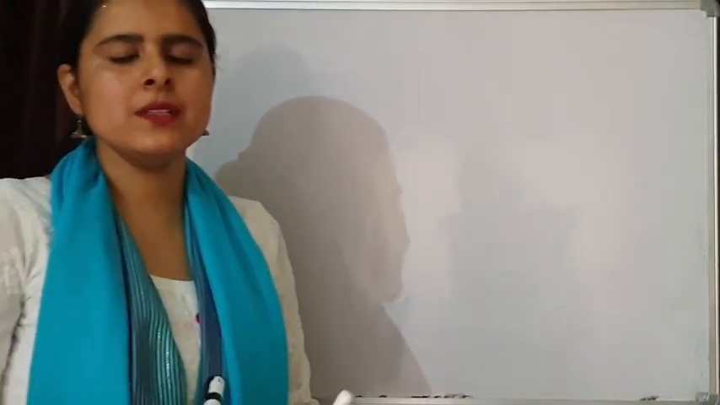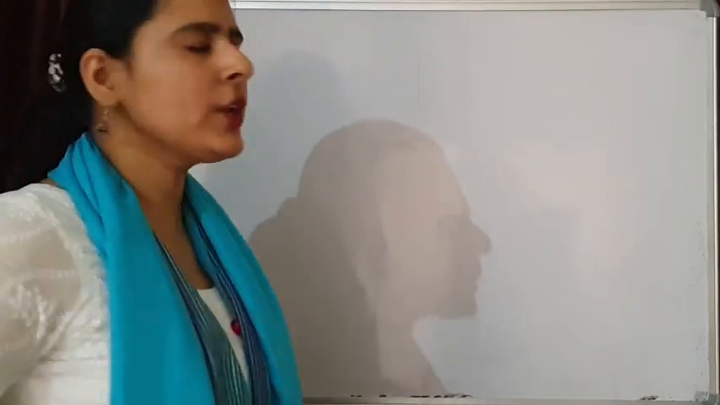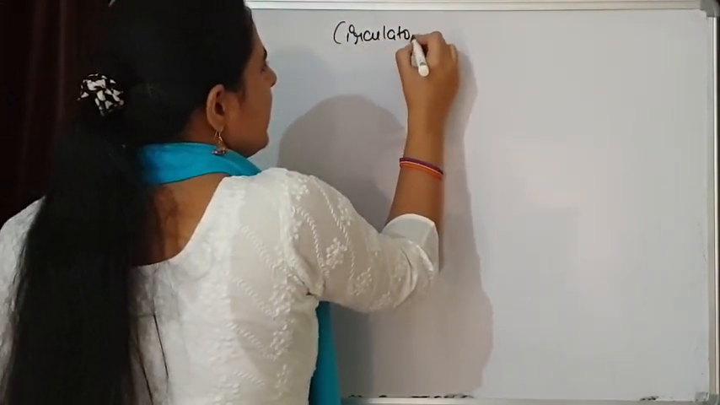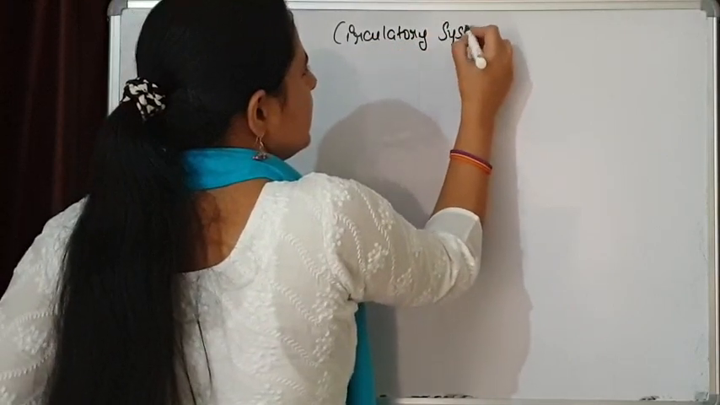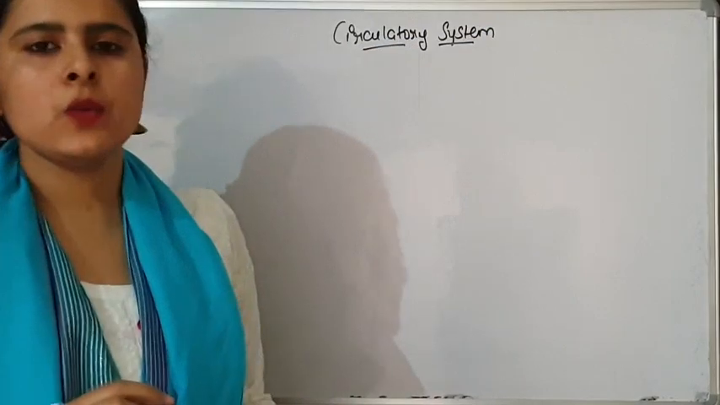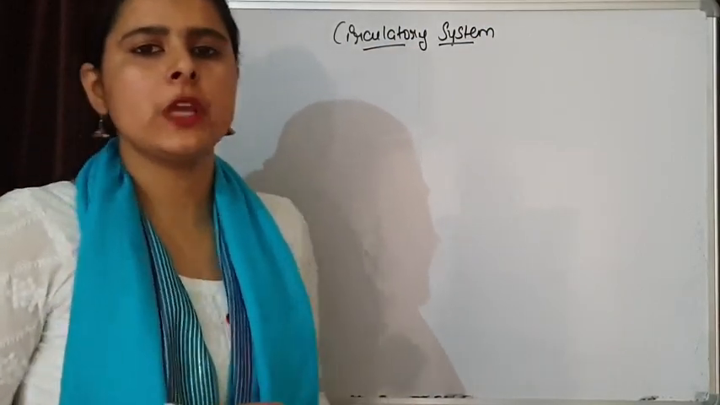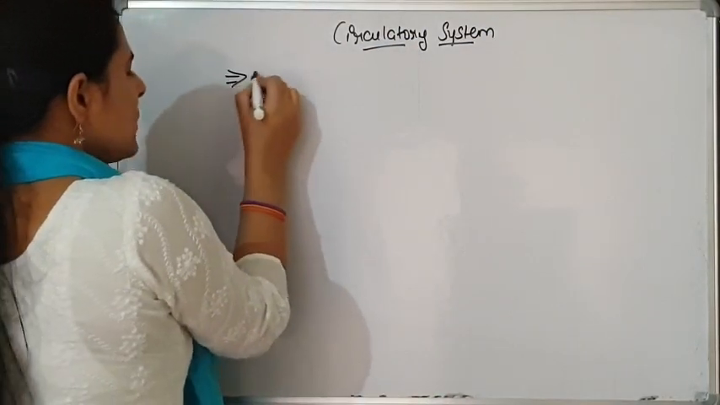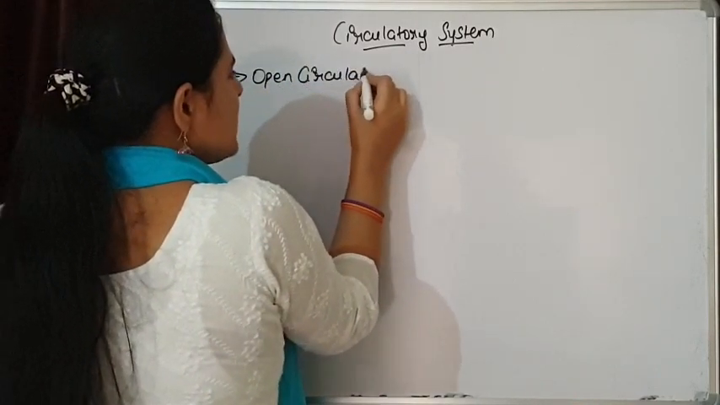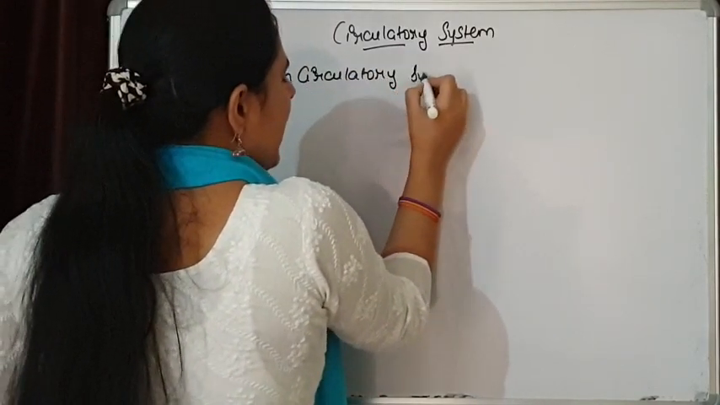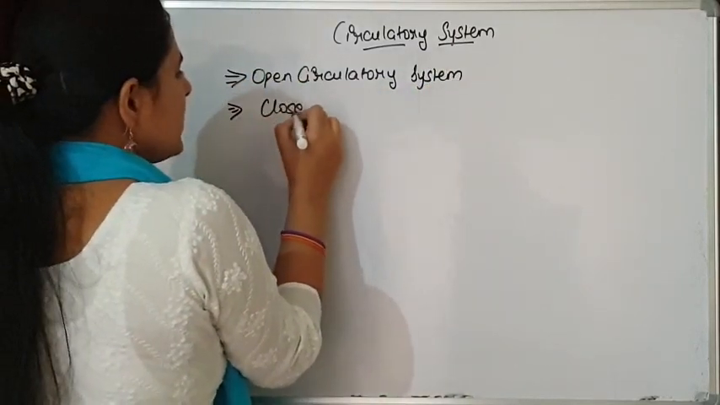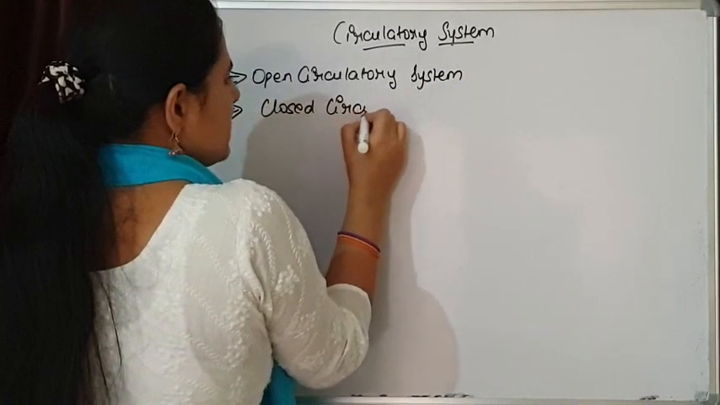Good morning, students. Today we are starting with our new topic, that is circulatory system. Circulatory system is basically of two types. One is open circulatory system. In some of the organisms, open circulatory system is present, and in most of the organisms, closed circulatory system is present.